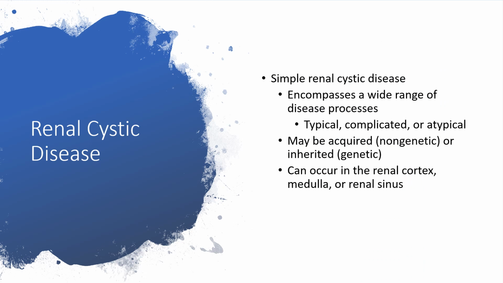So we're going to start by looking at cystic disease. Simple renal cystic disease is going to encompass a wide range of disease processes: typical, complicated, or atypical. The most common is going to be your simple acquired renal cyst. They can be acquired or they can be inherited, and they can occur in the cortex, the medulla, or the renal sinus.